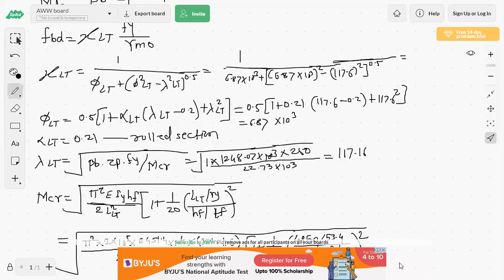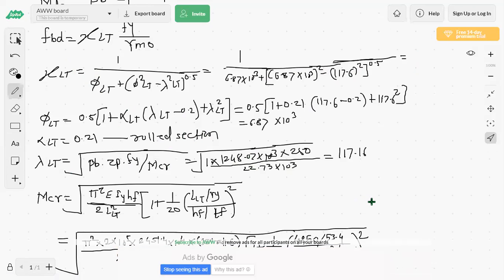Why? Because if the beam is laterally unsupported, it means the torsional effect is coming on the beam. If the beam is simply supported and the torsional effect is not coming, then that beam is laterally supported. Laterally supported means no torsional effect, and laterally unsupported means the torsional effect is there. So if the torsional effect is there, we have to calculate this FBD. And FBD is nothing but the design bending compressive stress.